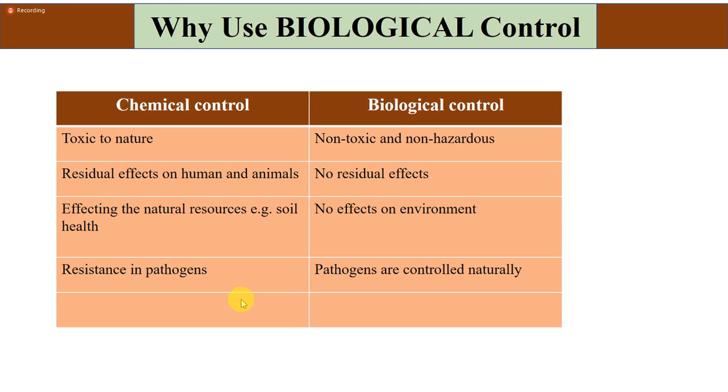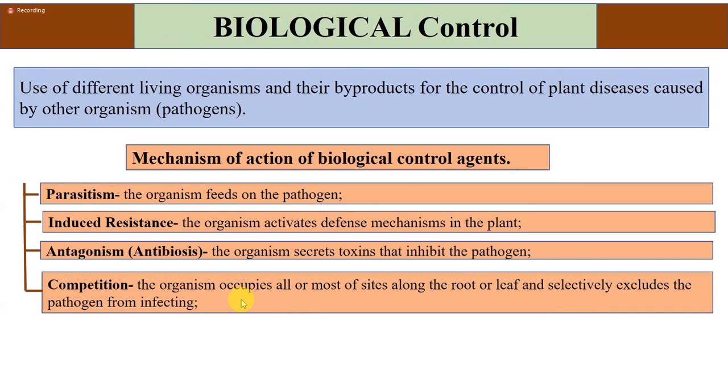If we compare this biological control to chemical control, chemical control is very toxic to nature, leaves residual effects on humans and animals, affects natural resources, can damage soil health, and may produce resistance in the pathogen. So how does the mechanism of the biological control agent work? First of all, there is parasitism. Parasitism is when the organism feeds on the pathogen, right?